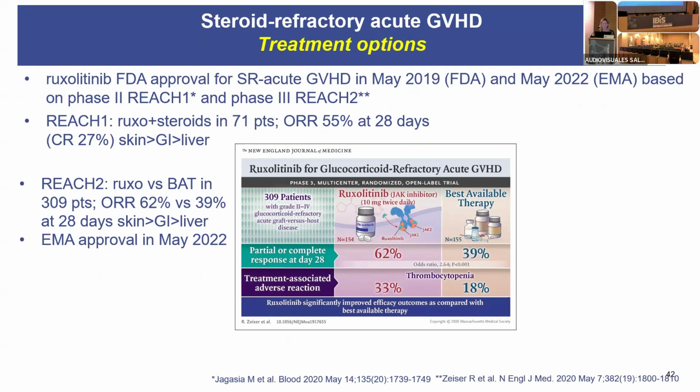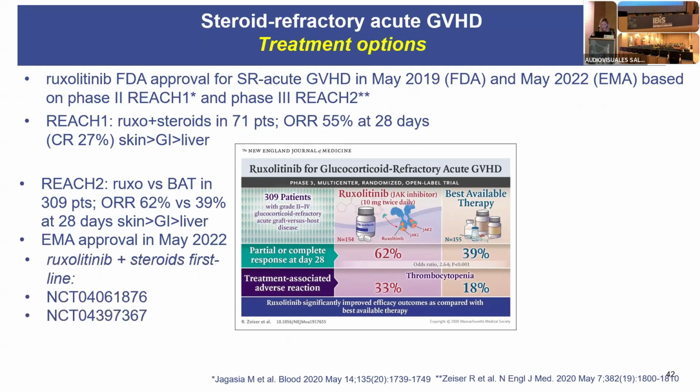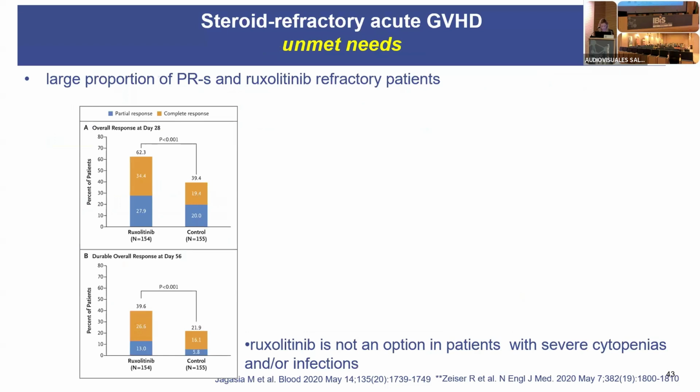This is a fair number of patients, I would say. Luckily for steroid refractory patients today, we have ruxolitinib. We know that it was approved based on the REACH2 study, and the drug got an EMA approval, so it's available not only in the US, but for us as well. And of course, as it happens with all successful drugs, it is being tried in the first line as well, but we do not know most of the results still.